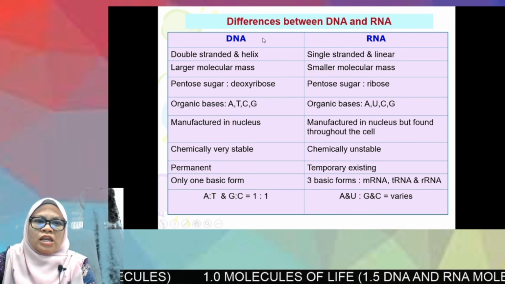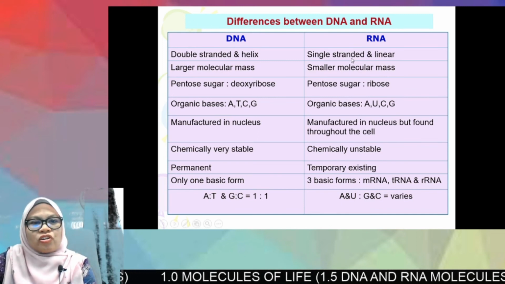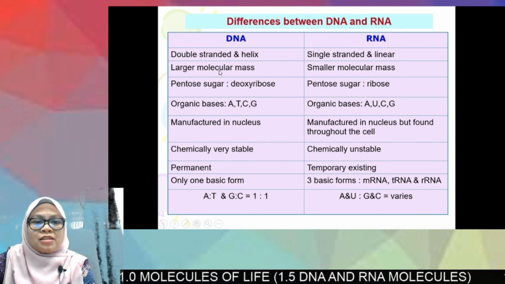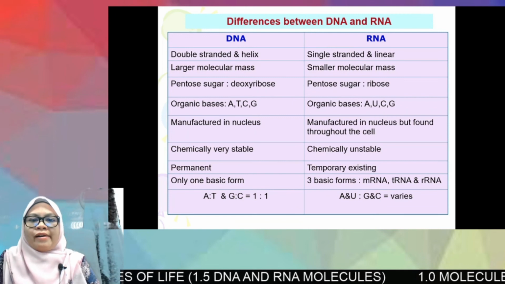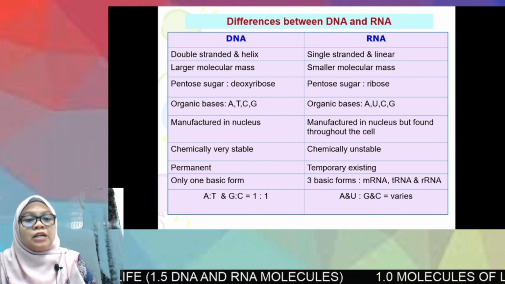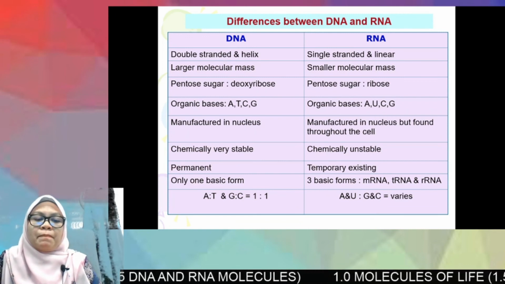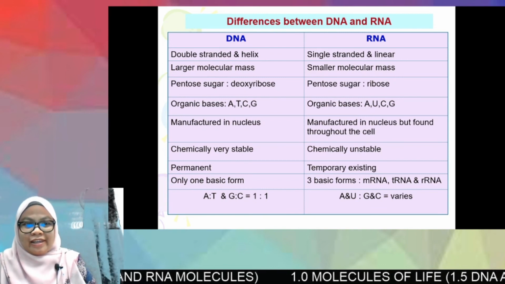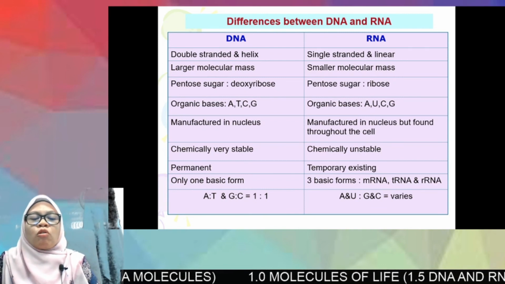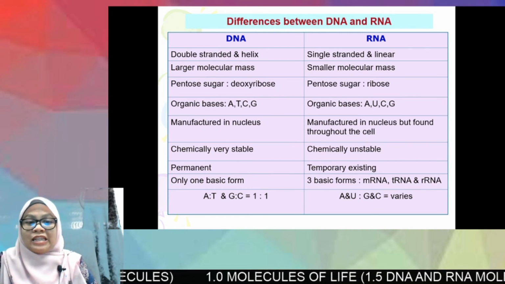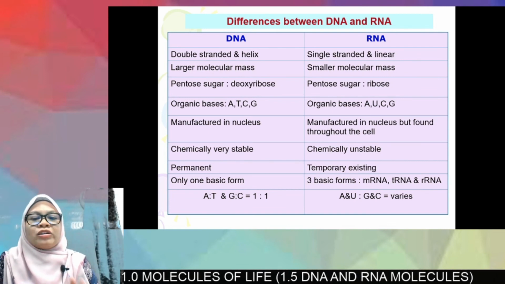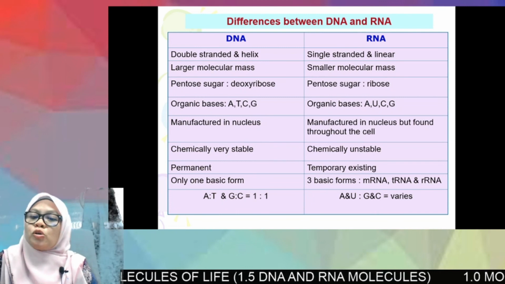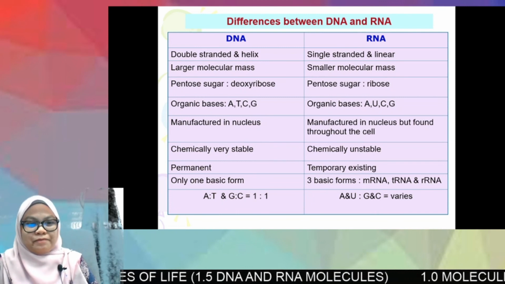DNA is double strand, RNA is single strand. DNA has a larger molecular mass because it is longer compared to RNA, so RNA has a smaller molecular mass. For DNA, the pentose sugar is deoxyribose. RNA is ribose. The organic bases in DNA are adenine, thymine, cytosine, and guanine. But in RNA, the organic bases are adenine, uracil, cytosine, and guanine.